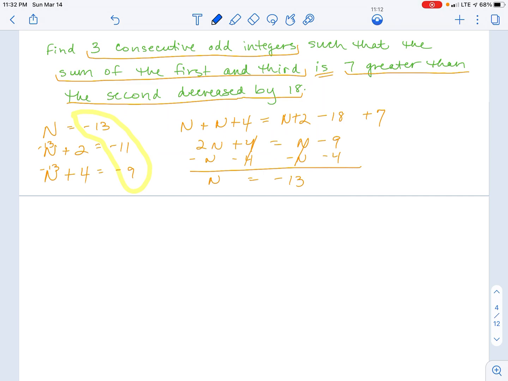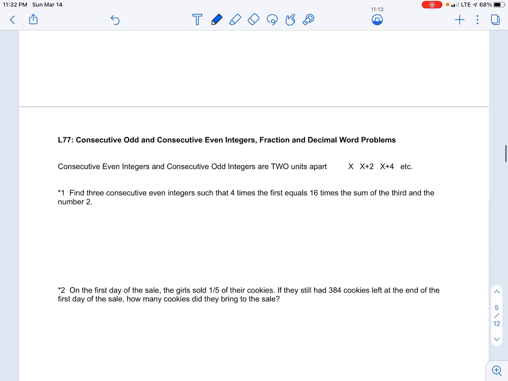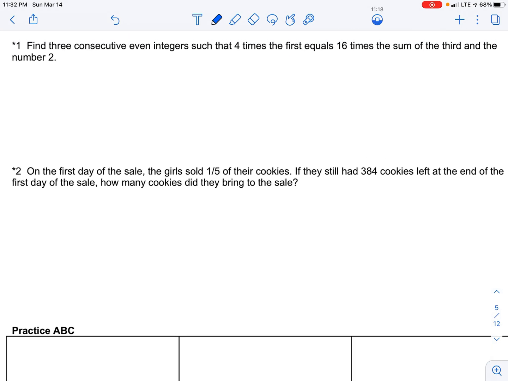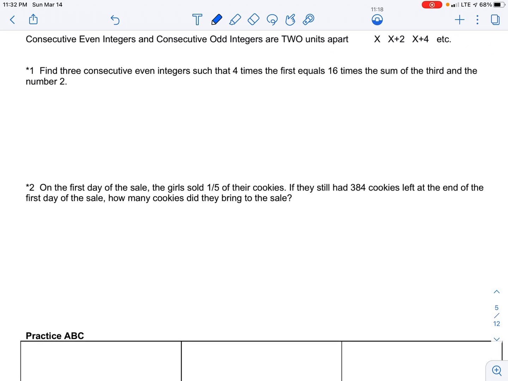Okay, let's do the one in the packet. I'd like for you to go to your packet. Number 1, find 3 consecutive even integers such that 4 times the first equals 16 times the sum of the third and the number 2. Now, if you would like to pause the video and see if you can set this up and dissect it, putting it together, and then coming back and seeing if you got the correct answers, you may certainly do that. Otherwise, you're welcome to just stay tuned and watch me work through this.